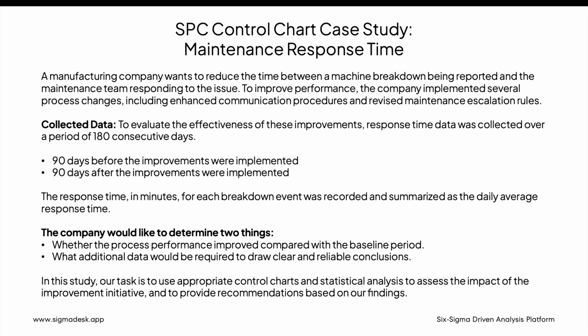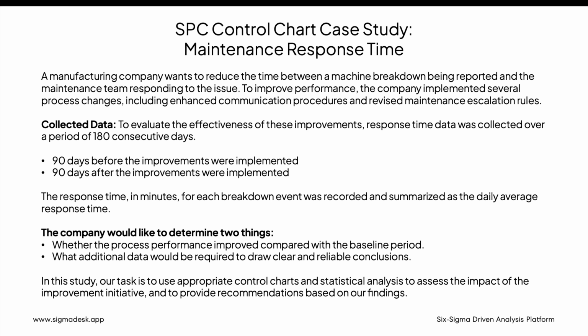A manufacturing company wants to reduce the time between a machine breakdown being reported and the maintenance team responding to the issue. To improve performance by around 20% on average, the company implemented several process changes, including enhanced communication procedures and revised maintenance escalation rules. To evaluate the effectiveness of these improvements, response time data was collected over a period of 180 consecutive days: 90 days before the improvements were implemented and 90 days after. The response time in minutes for each breakdown event was recorded and summarized as the daily average response time.